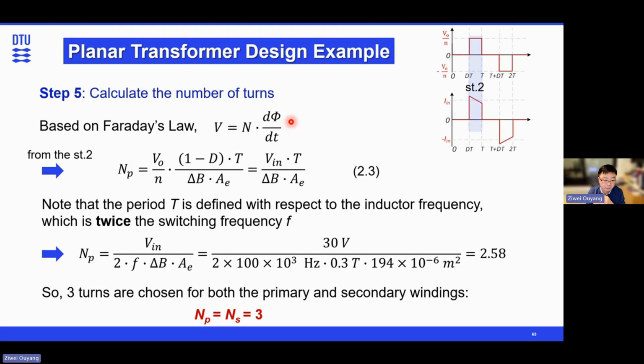Here we should notice that our frequency, our T, refers to the inductor frequency. The spec we were given is a switching frequency of 100 kilohertz, and the inductor frequency is two times the switching frequency, which is 200 kilohertz, sorry. So we got our number of turns equal to 3 for both primary and secondary windings. Then I'm going to design the planar winding, 1 layer, 1 turn. Then we have 3 layers for primary and 3 layers for secondary.